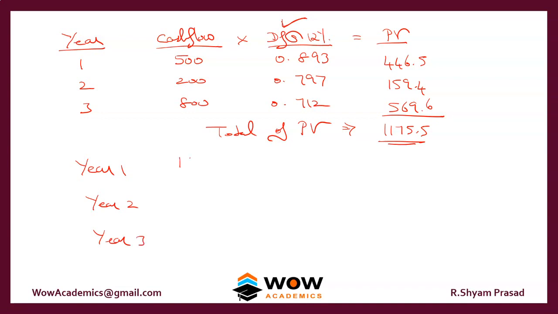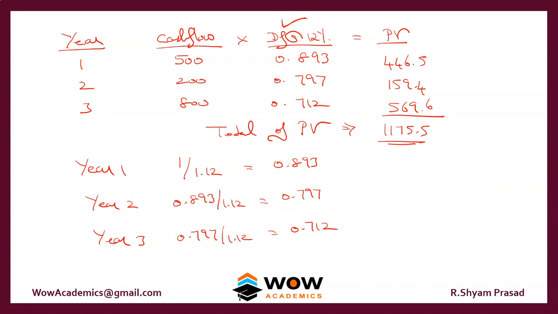Take the number 1 divided by 1.12. You will get a number, 0.893. Take that number and again divide by 1.12. You will get 0.797. Again take the 0.797 and divide by 1.12. You will get 0.712. So without looking at the table, this is a much quicker approach.